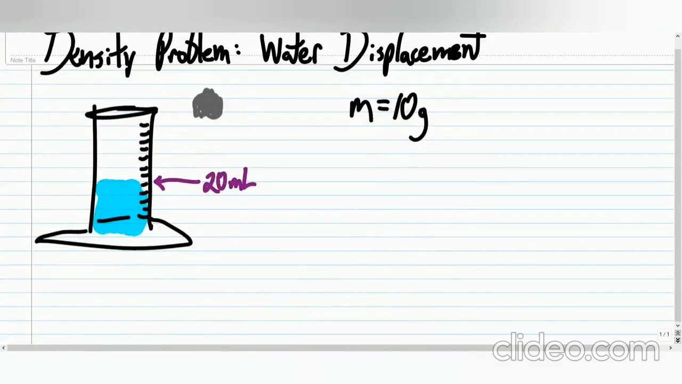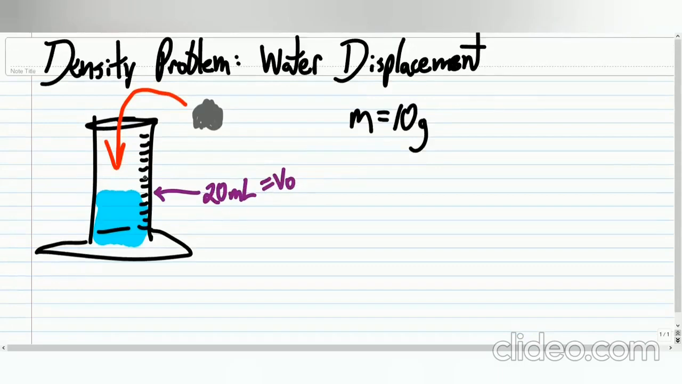So what we can do is take this object and throw it in some water. If you have a graduated cylinder, let's say it's got an original volume of 20 milliliters, so we'll call that VO, the volume original. And so let's say once you throw this rock in, the water rises up to a volume of 25 milliliters. So we'll call that VF.